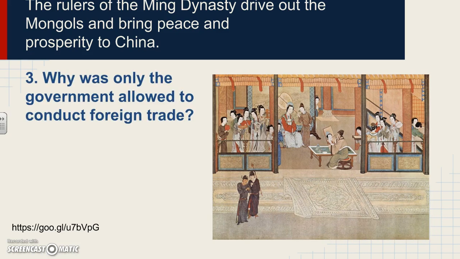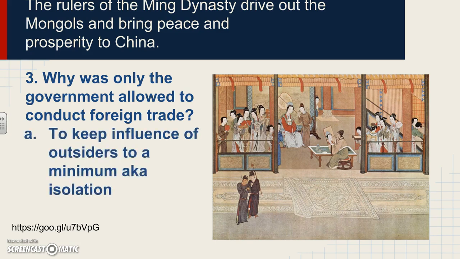Okay, the next question says, why was only the government allowed to conduct foreign trade? For a long time, the Ming Dynasty was conducting trade with outside countries, sometimes on the other side of the world, and we'll study that a lot more. But eventually they turned inward, right? And they didn't want to trade with other people.